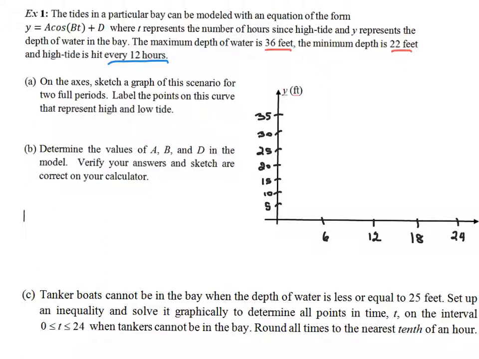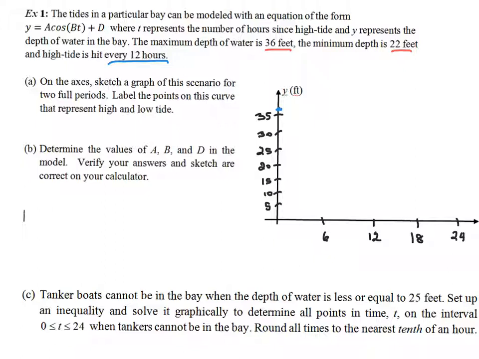So we know, of course, that our high tide is 36 feet. Since it says that our time is number of hours since high tide, that means that at time 0, I've got to have a high tide. So I'm going to start with a dot at 0, 36. So I'm going to start with my peak right there.